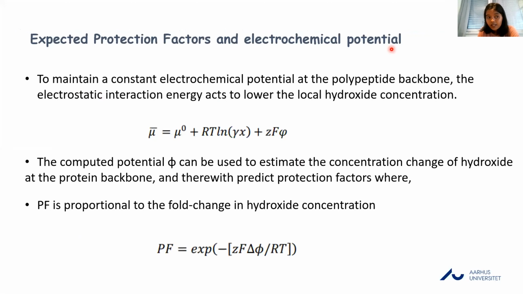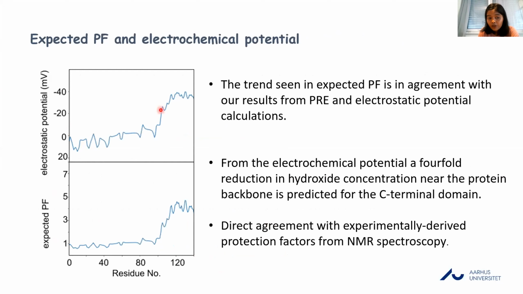We can go one step further with this, and we can calculate expected protection factors from the electrochemical potential. So we all know this equation. At equilibrium, the electrostatic interaction energy acts to lower the local hydroxide concentration. So this computed potential can be used to estimate the change in concentration of hydroxide ions at the protein backbone and therewith predict protection factors, because our protection factor is proportional to the fold change in hydroxide ion concentration. Our protection factor is proportional to what we computed as our potential before. And so we computed our expected protection factor here, and we see that the trends match, in line with what we got previously from our PRE experiments.